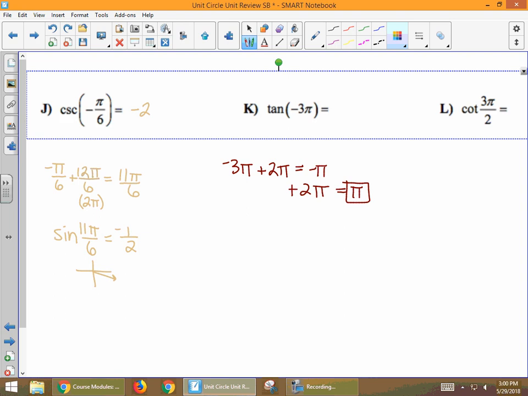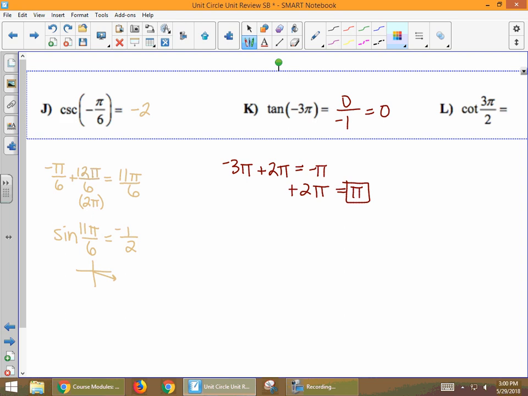When I'm working with quadrantal angles, I like to make sure I deal with tangent as sine over cosine. So sine at pi is 0. Cosine at pi is negative 1. And so my final answer here is 0.